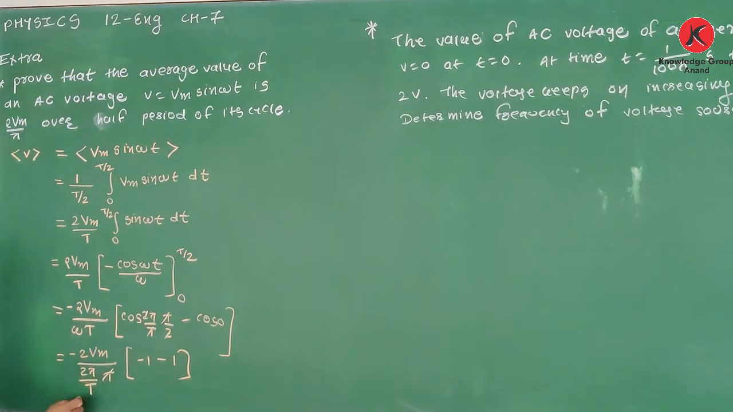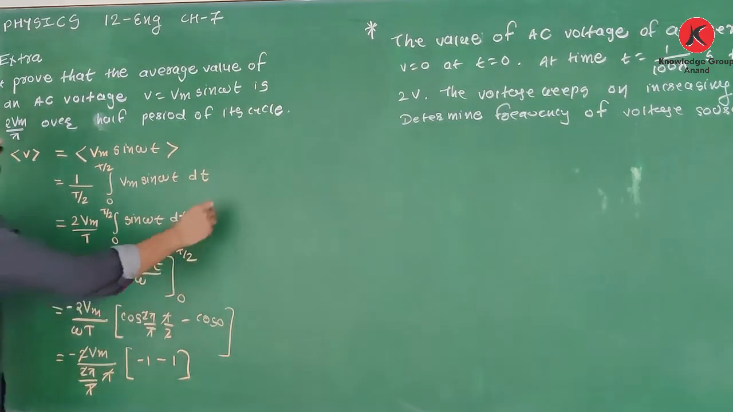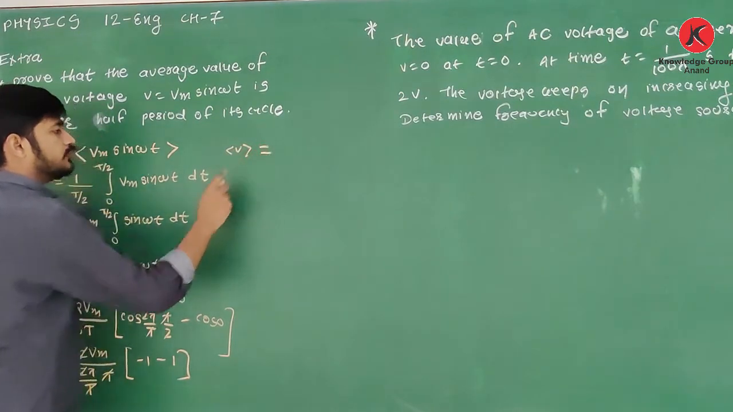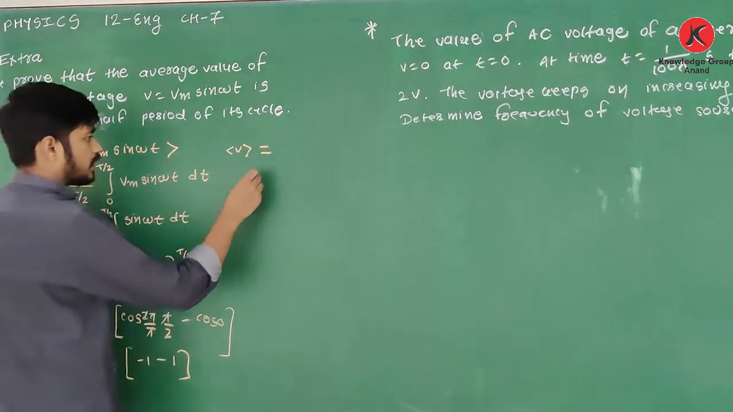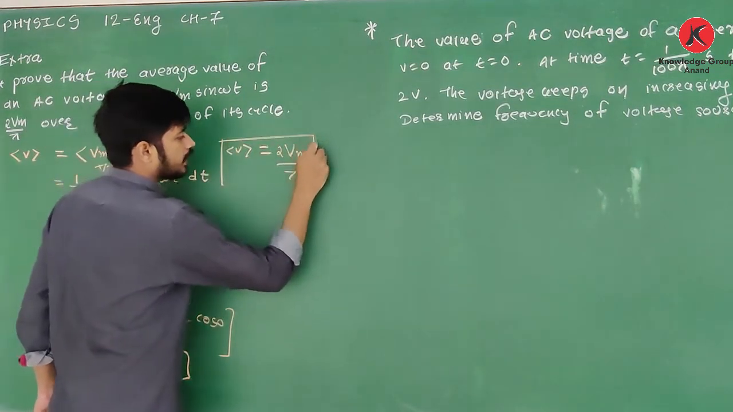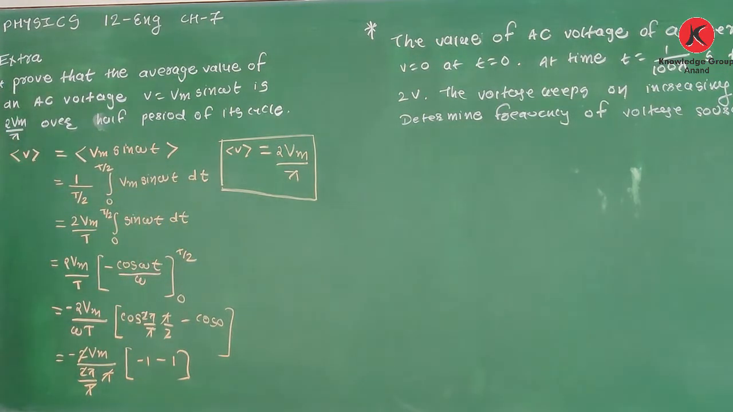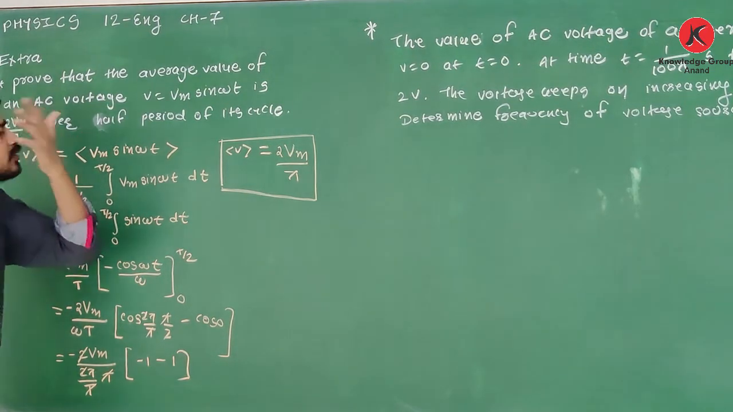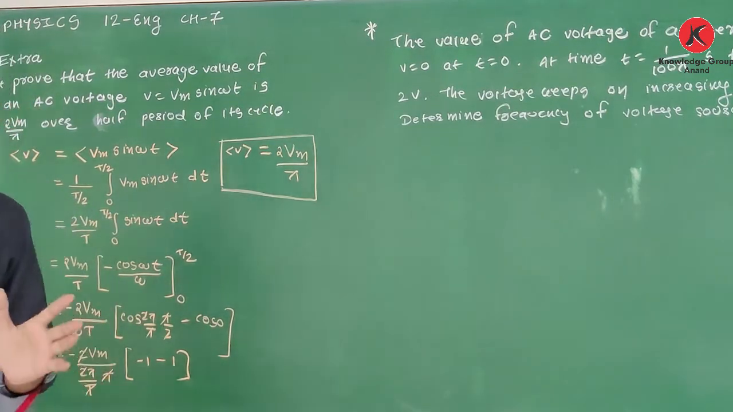Clear? So the T cancels, the 2 cancels, minus 1 minus 1 is minus 2, and here it is minus Vm upon π. So obviously the average is 2Vm upon π. So in these mathematical steps, you have to remember the equation for how to find the average of a given function. Clear about this? If you find its average over a complete period, it will be 0. You know that.